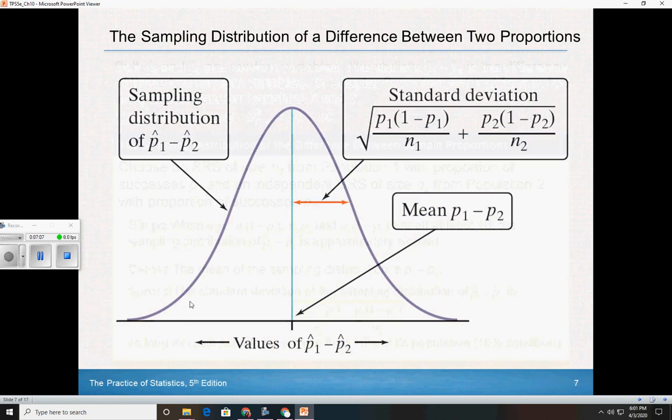In other words, the shape is approximately normal, provided that I have 10 successes and 10 failures in each group. The center of the graph is the mean, and the standard deviation is found by this. Now, when I look at all those different P1s and P2s, and I subtract them to get the sampling distribution, as they populate a graph, it will take this shape with this middle and this spread.